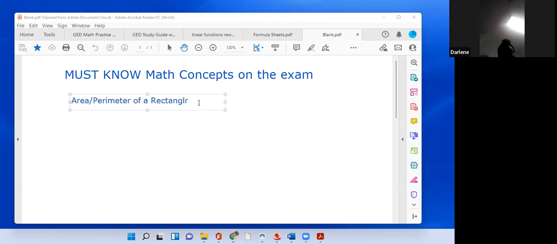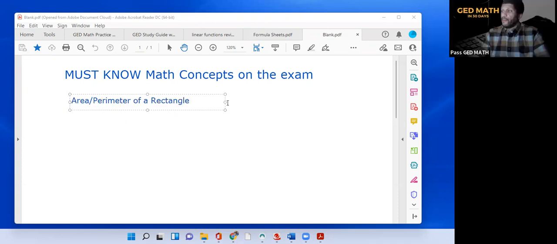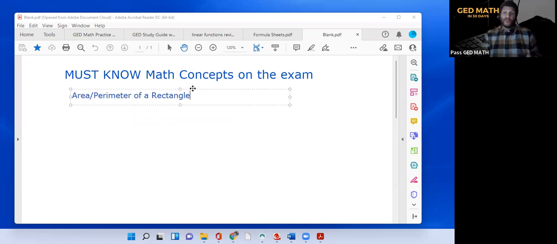Should I write it down? That's up to you. I'm going to have the screenshots and you'll have the video, but if I were you, I would probably write it down, because these questions are on almost every single exam I've seen. Now, when you talk about area and perimeter of a rectangle, you also need to be able to solve if you're given the area or the perimeter.